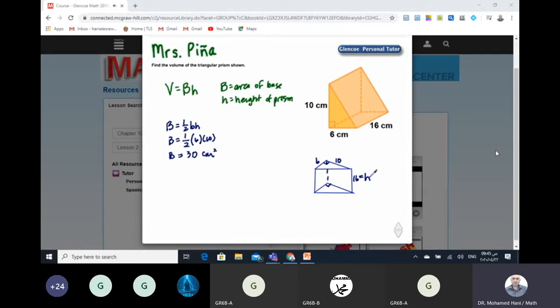Now I have the height of my prism is 16, the area of my base is 30, and I can find volume. The volume is 30 in for capital B, and the height of the prism is 16. And 30 times 16 is 480, and this will be centimeters cubed since it is volume.